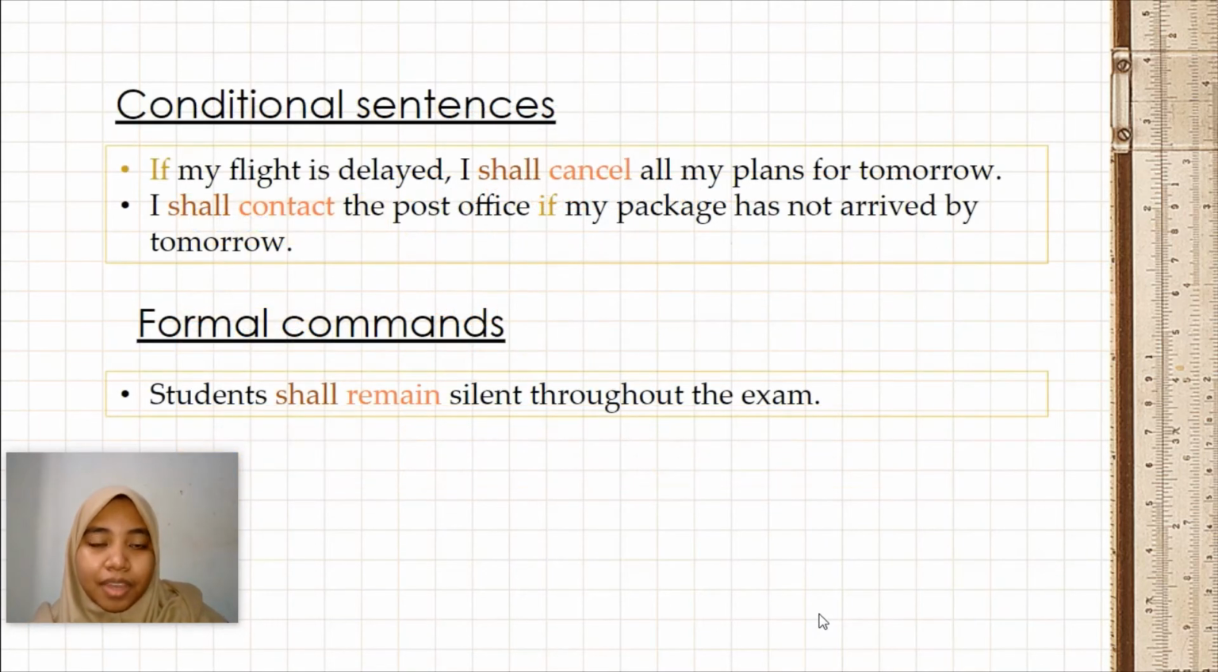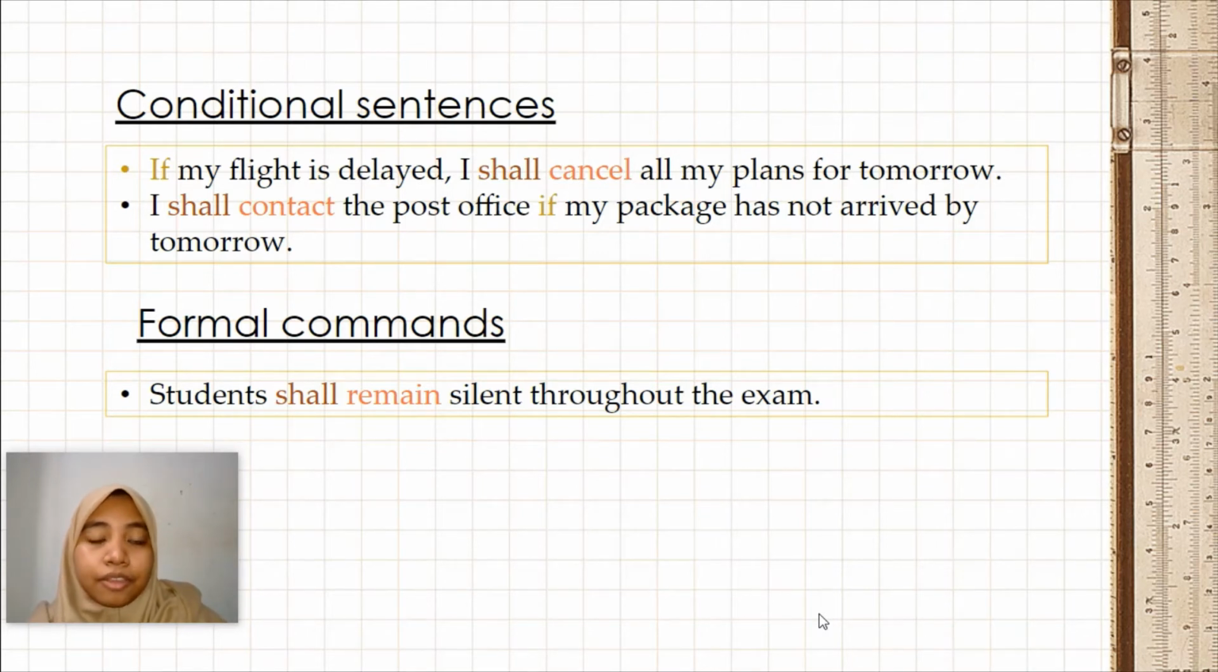Next, we can create conditional sentences by using shall and if to express things that are likely to happen in the future. For example, if my flight is delayed, I shall cancel all my plans for tomorrow. I shall contact the post office if my package has not arrived by tomorrow.